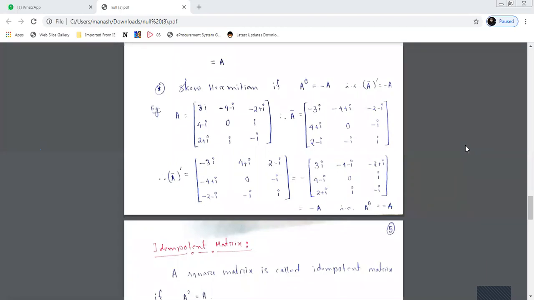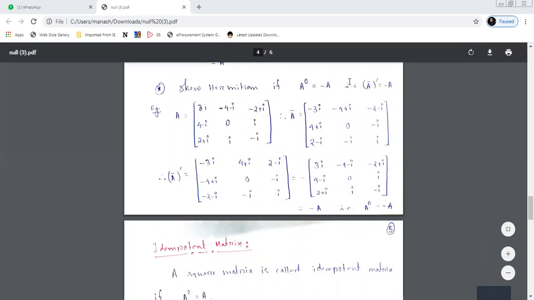What are the diagonal elements of a Hermitian matrix? Real number, sir. Good. Diagonal elements of a Hermitian matrix are real numbers. And what are the diagonal elements of a skew Hermitian matrix? 0 or pure imaginary number. Good. Either it is 0 or pure imaginary. Okay. Now come to the next topic.